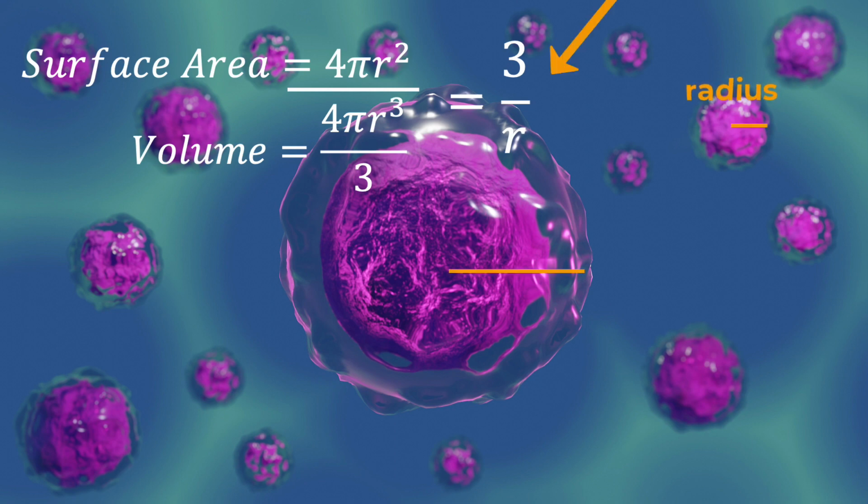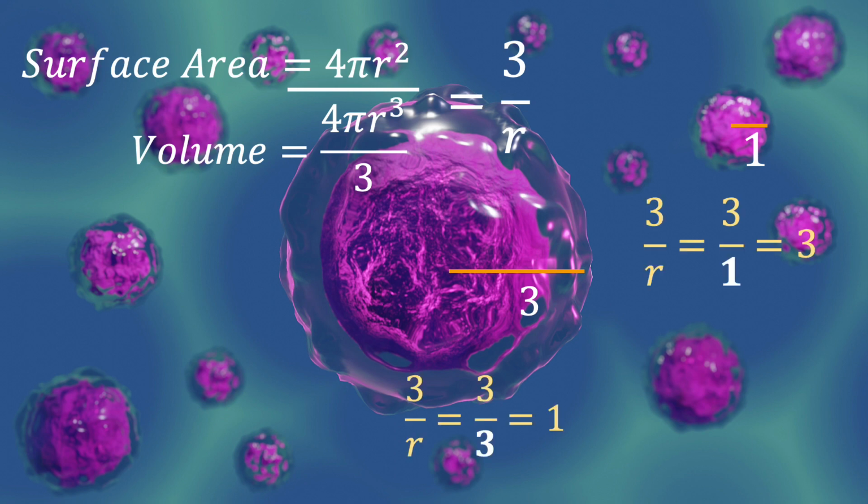The radius, or r, is going to get bigger as the cell gets bigger. What happens to the surface area? Well, let's say this cell has a radius of 1 and this one of 3. Notice that if we plug those values for r into 3 over r, the ratio gets smaller as the radius gets bigger. That means that in comparison to the volume, there's less surface area.